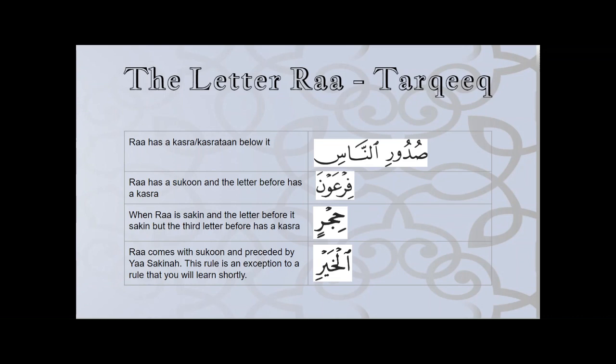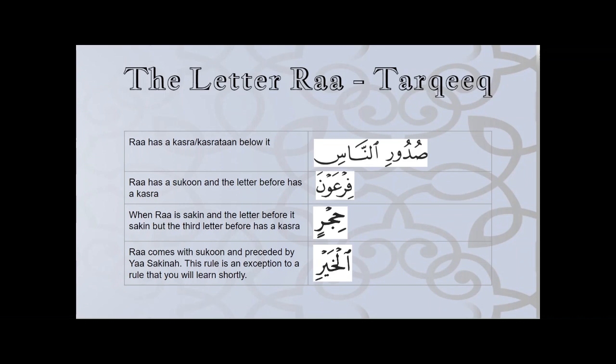All right, on to the letter ra. We did the conditionals on the letter lam. Next is the letter ra. Letter ra has a lot of complicated rules. We were going to go over all the exceptions, etc. And at the end of the rulings on the letter ra, I'll give you the golden rule.